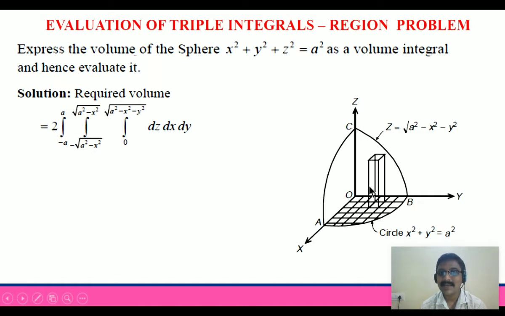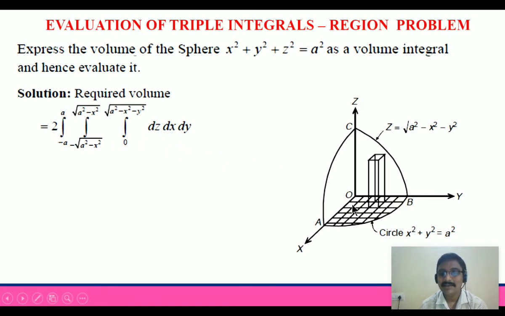Similarly, the volume region lies in the eighth octant also. So in that we have to take a negative root of a square minus x square minus y square as the lower limit of z, because the strip extends to the lower side and the strip touches the sphere. So for this we have to take z as negative root of a square minus x square minus y square. So z limits are negative root of a square minus x square minus y square to positive square root of a square minus x square minus y square. But here we are taking 2 into, because the integrand function is an even function.